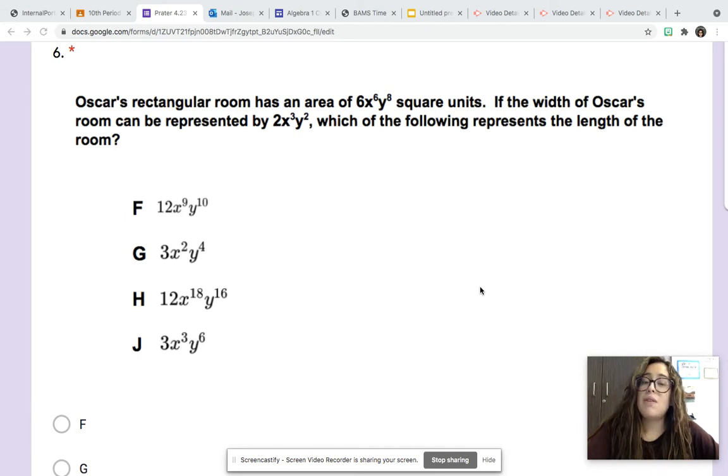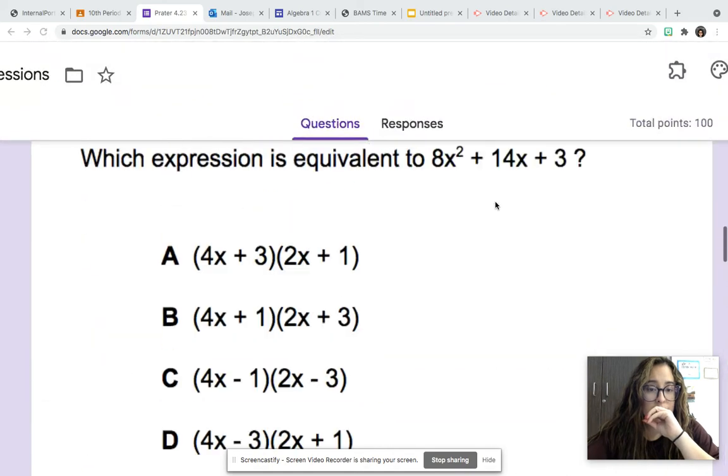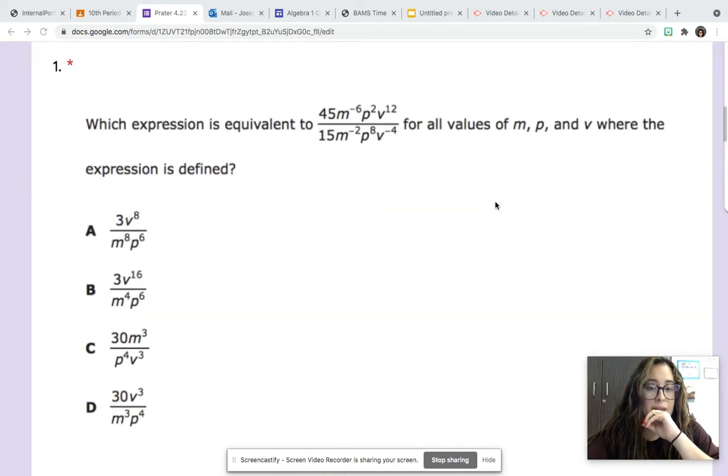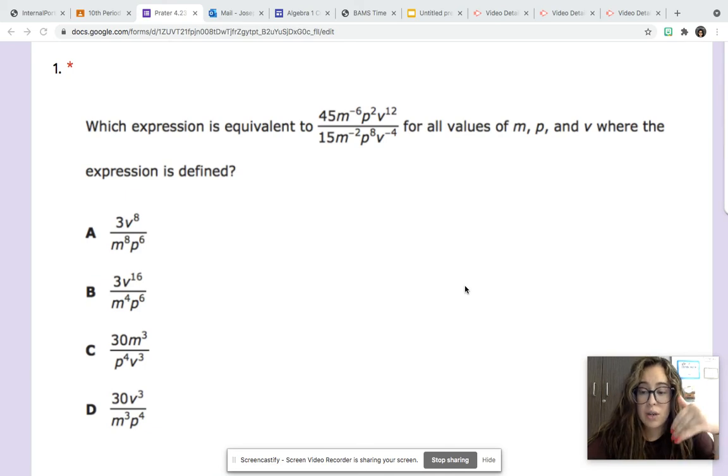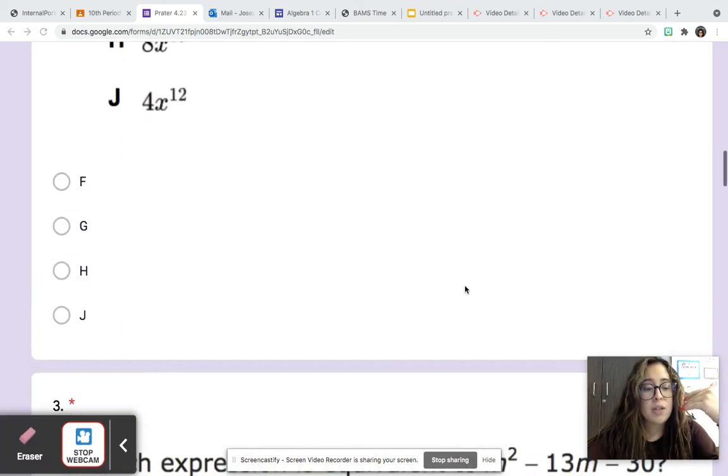In that case, when I'm given an area, I need to divide by the width, because that's what it says in the problem. I'm dividing the area by the width. And as you might already be able to tell, it's going to be a fraction where you have the area at the top and the width at the bottom. So once you've written that out, it becomes this sort of problem. Then you have to use your exponent rules. You have to subtract your exponents and things like that.